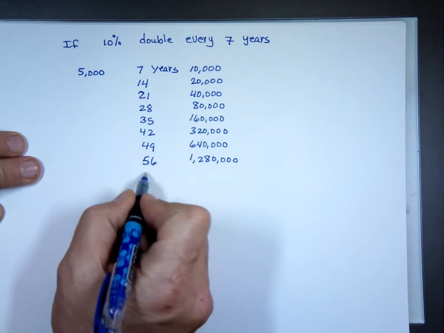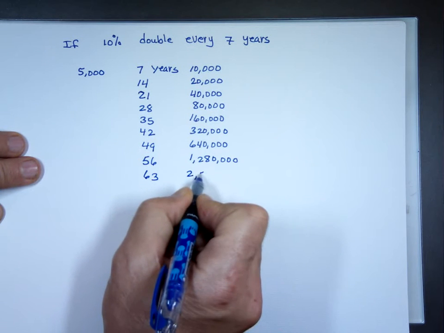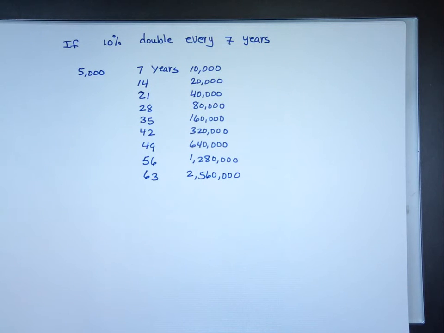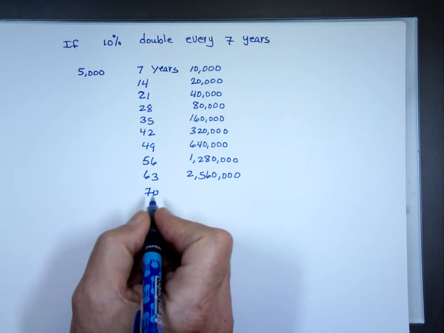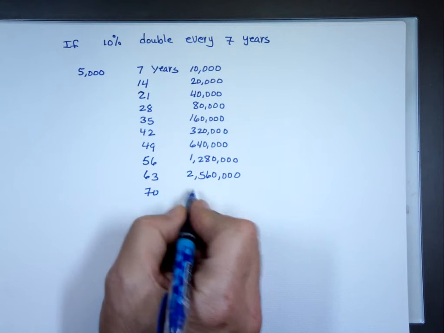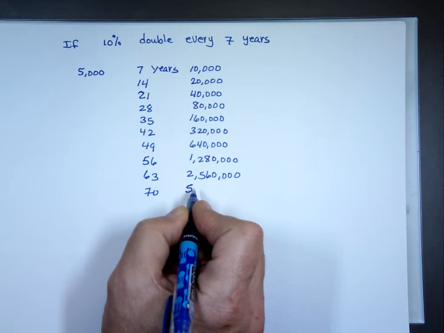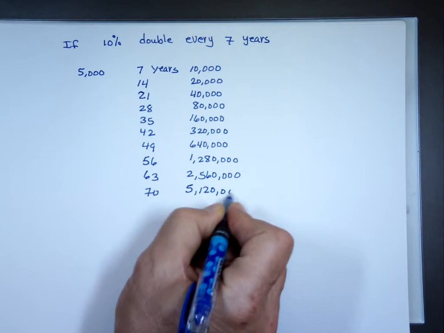At age 63, 2,560,000. So you were thinking of retiring at age 63, but you say, I can't afford to retire, because you had no idea about that money there. I need to work. So you work, you're 70 years old now. And you have what? 5,120,000.